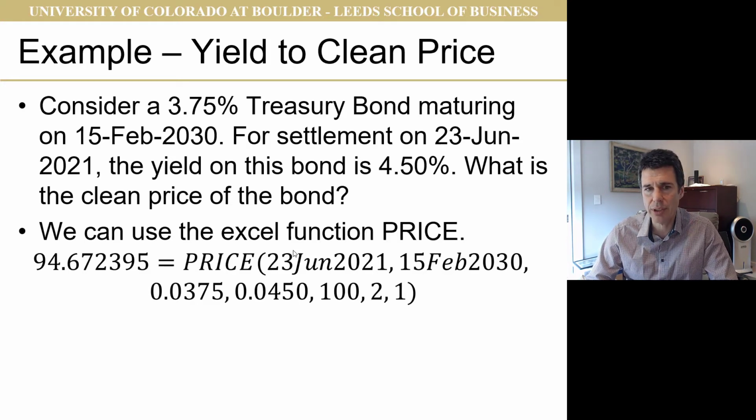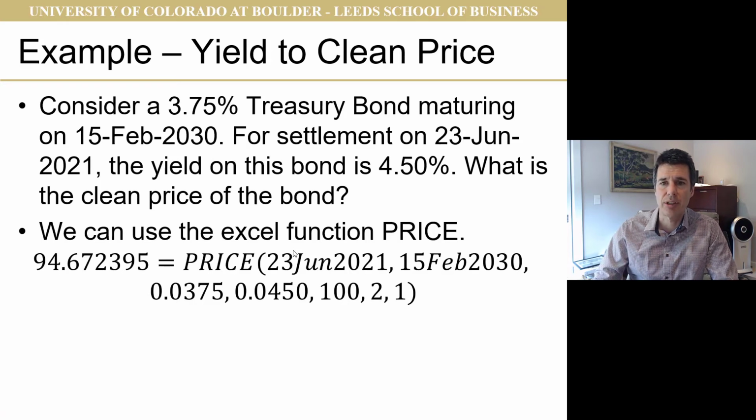Now notice the yield is greater than the coupon rate, so we have to earn more than the coupons on this bond. We earn more. How do we earn it? We earn it through capital appreciation. We pay $94.67 today, and over the next 9 years, we get 3.75% coupons, and our bond price is going to appreciate because effectively we get back 100 at the maturity of the bond. So this bond's trading at a discount.